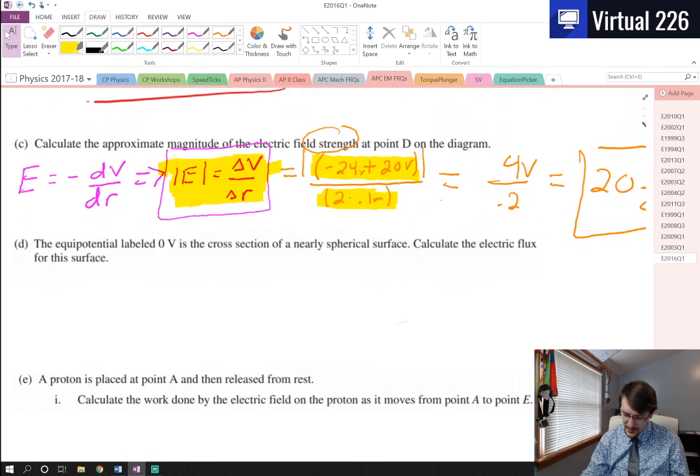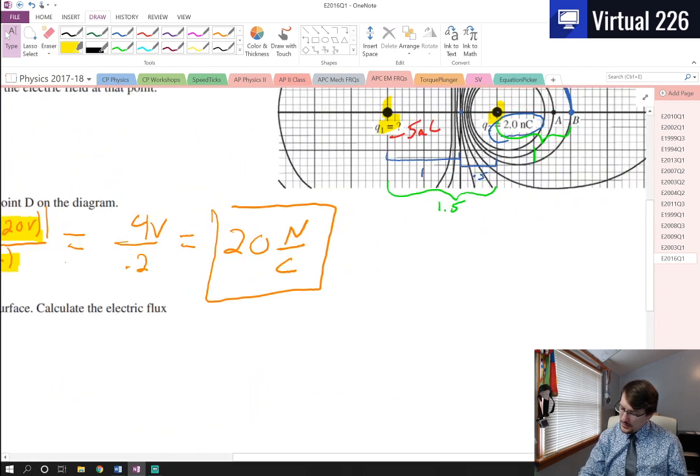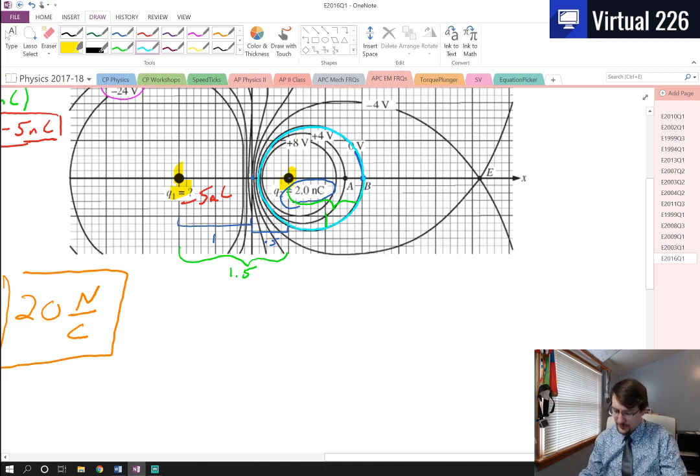Part D. The equipotential, or the isoline, labeled 0 volts, is the cross-section of a nearly spherical surface. Calculate the electric flux for this surface. Okay, so we're talking about this right here. That's a nearly spherical surface.